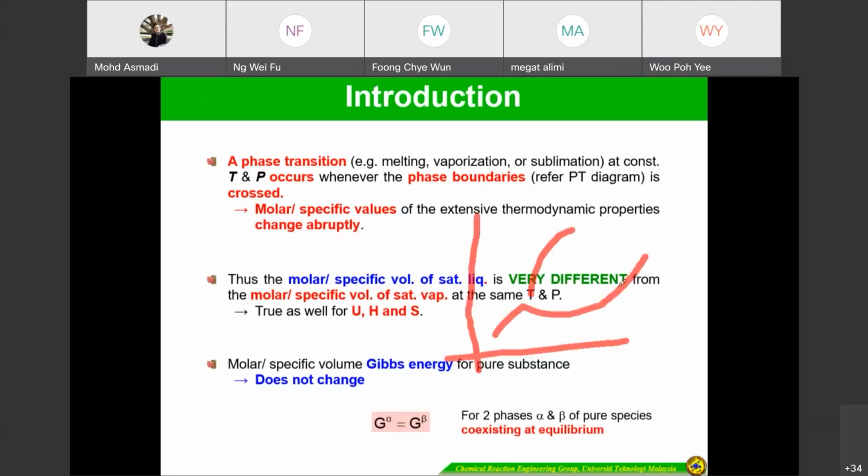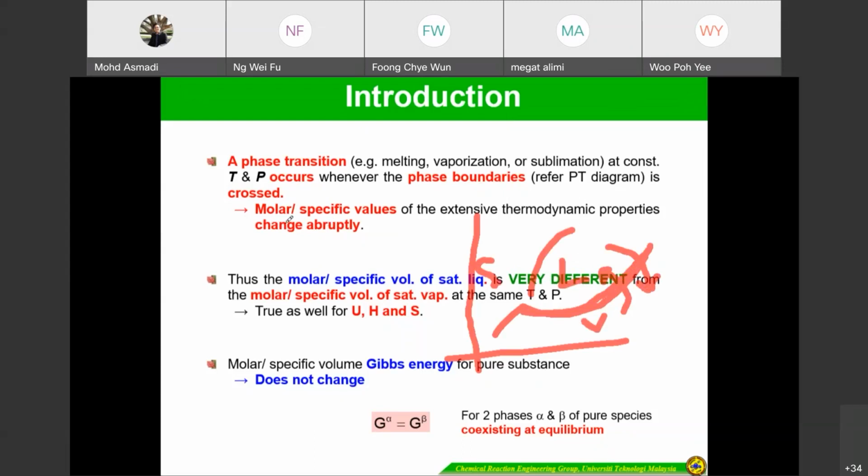Generally this one is vapor, this one is liquid, and this one is solid. Liquid to vapor is a phase transition, whether it's melting, vaporization, or sublimation.